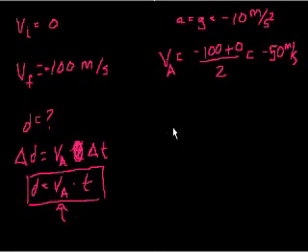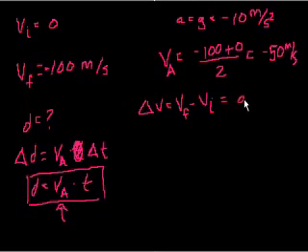Well, can we figure out time? Well, we know also that the change in velocity is equal to the final velocity minus the initial velocity, right? Nothing fancy here. You don't have to memorize this. This hopefully is intuitive to you, that the change is just the final velocity minus the initial velocity, and that equals acceleration times time, right?